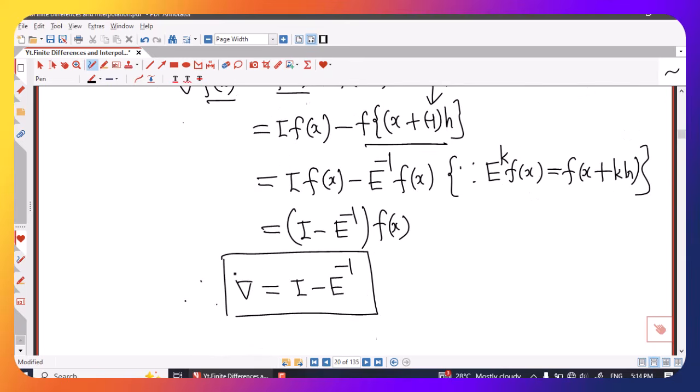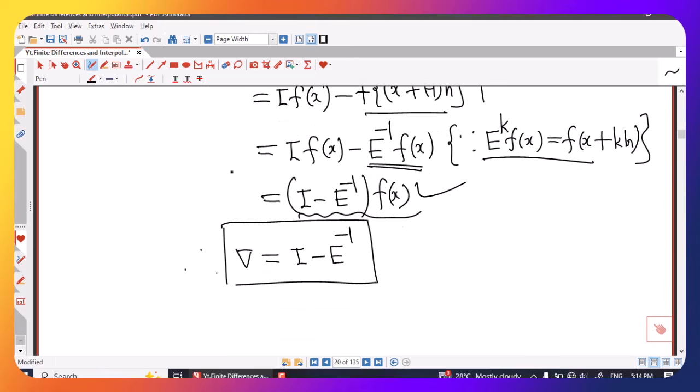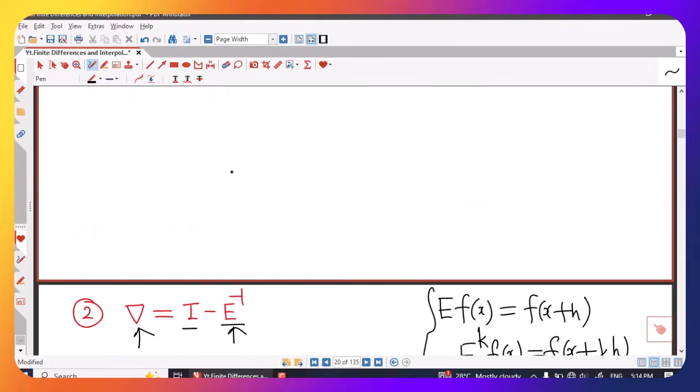If we wish, we can start with the right hand side, and we can go in the backward direction also. We can start from this. So this is equal to I f(x) minus E raised to minus 1 f(x). Using this, I can write this as f(x plus minus 1 into h), and I can go in reverse direction also. So I can start with (I minus E inverse) f(x), and I can show that it is equal to nabla f(x). So this is another nice relationship.